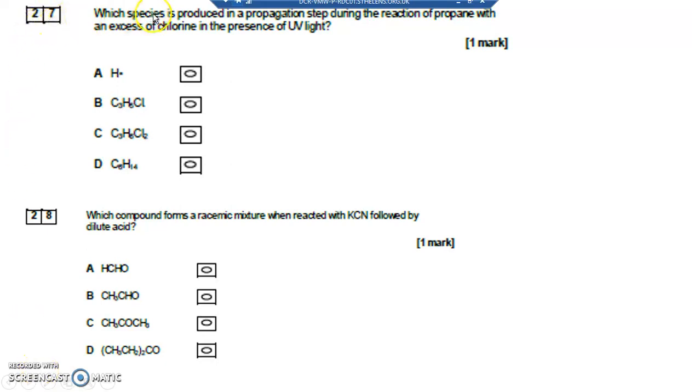Question number 27. Which species is produced during a propagation step during the reaction of propane with an excess of chlorine in the presence of UV light? So the first step, the initiation step, will be that the chlorine will produce two chlorine radicals, two Cl dots. So don't be confused by that.